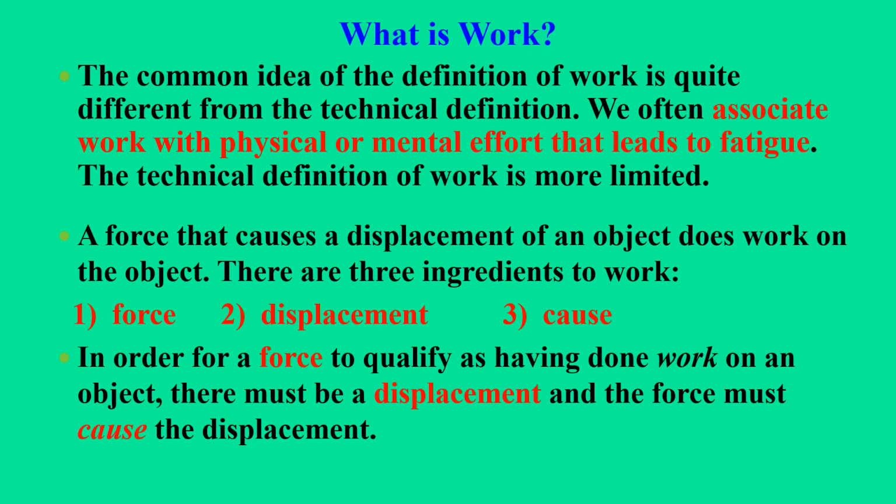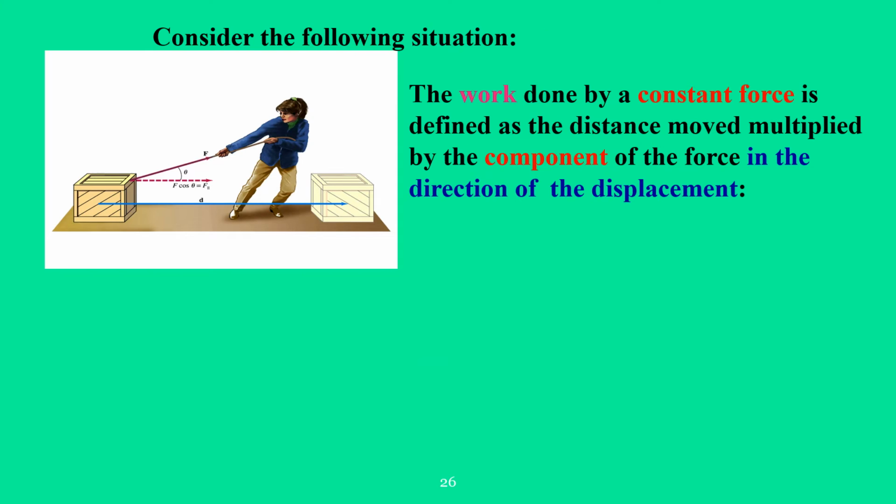There are three ingredients of work: the force, displacement, and the cause. In order for a force to qualify as having done work on an object, there must be a displacement, and the force must cause the displacement. Consider the following situation. The work done by a constant force is defined as the distance moved multiplied by the component of the force in the direction of the displacement.